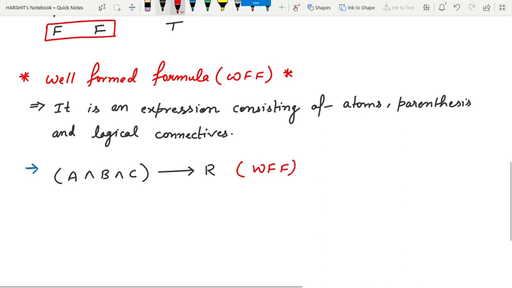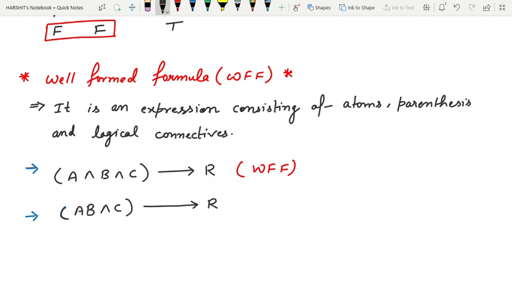On the other hand, if I write like this, A and A B and C. Now if I ask you whether this is a well-formed formula or not, so the answer is false, because you can see that A and B, these are the atoms, and we have used them without logical connective. So we cannot use two atoms together without any logical connective. We must need a logical connective between the atoms. So this is not a well-formed formula.